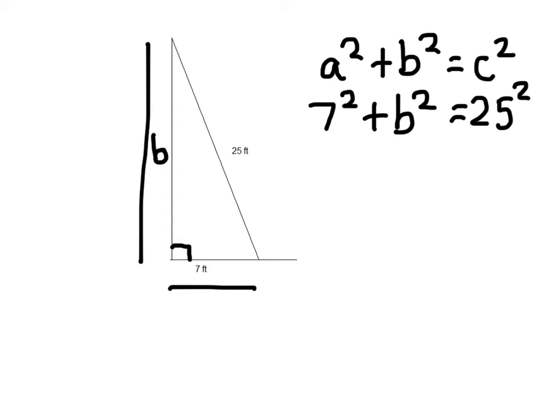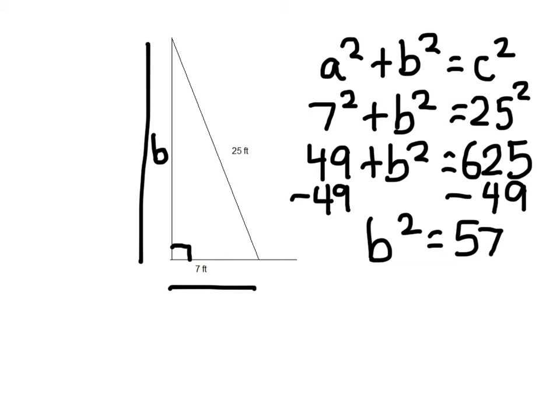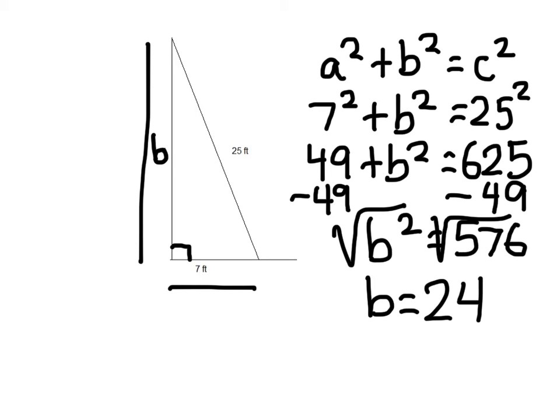All right, now let's solve for B. So 7 squared is 49. 25 squared is 625. And now subtract 49 from each side. We get b squared equals 576. Let's take the square root of each side to find out what b is. So b equals 24. That's it. How'd you do?